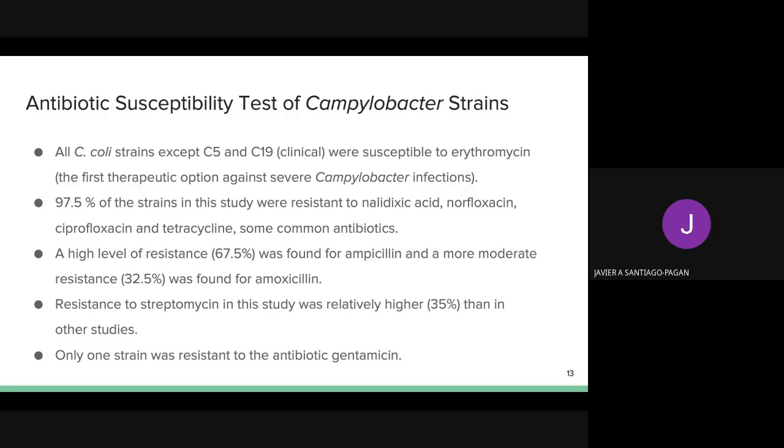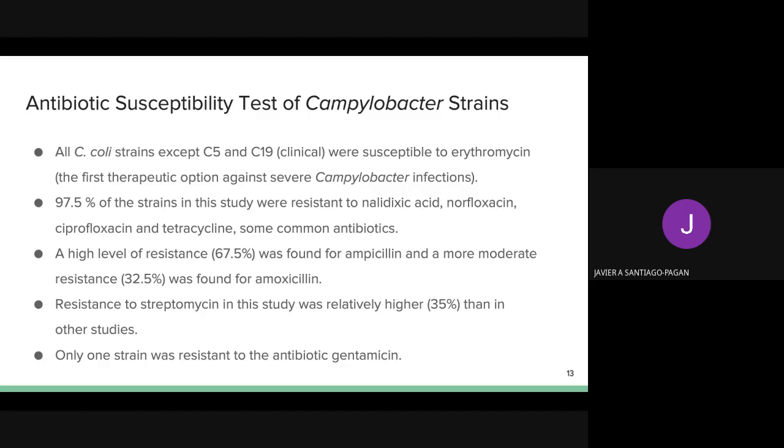97.5% of the strains in this study were resistant to nalidixic acid, norfloxacin, ciprofloxacin, and tetracycline. These are some common antibiotics. A high level of resistance, 67.5%, was found for ampicillin, and a more moderate resistance, 32.5%, was found for amoxicillin. These are some other common antibiotics.